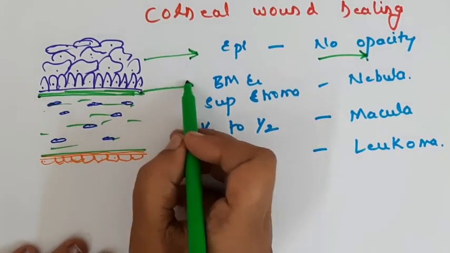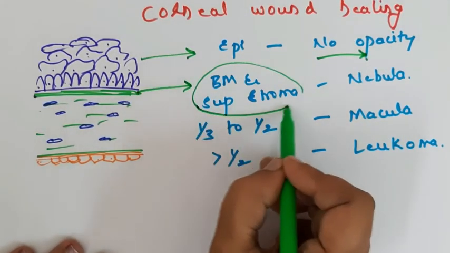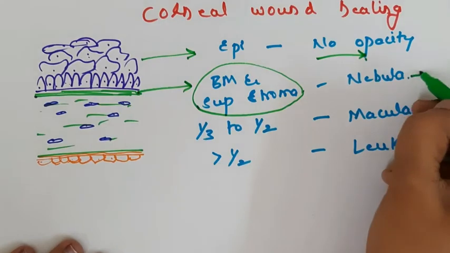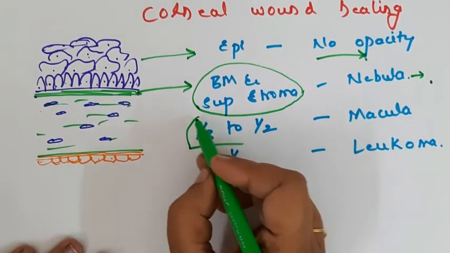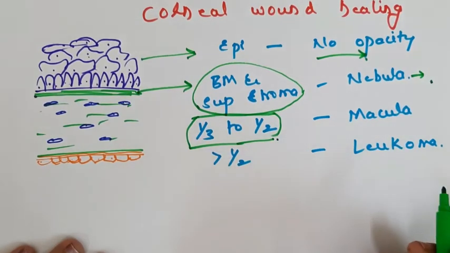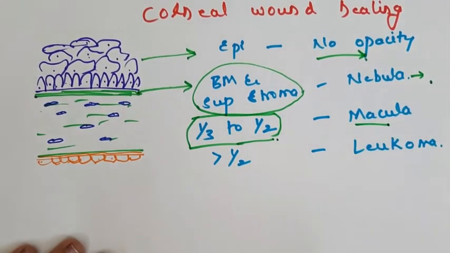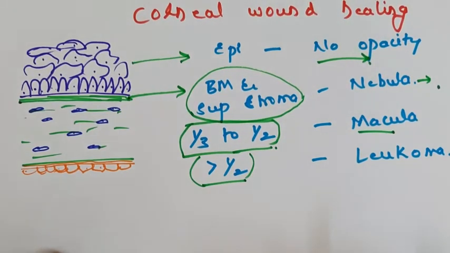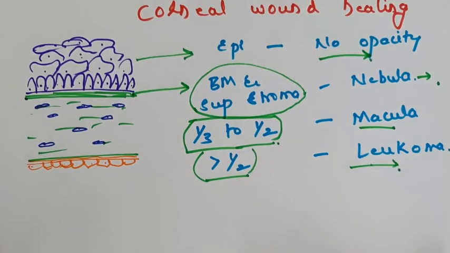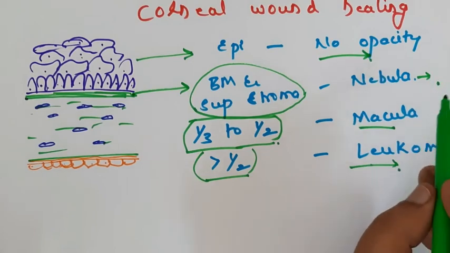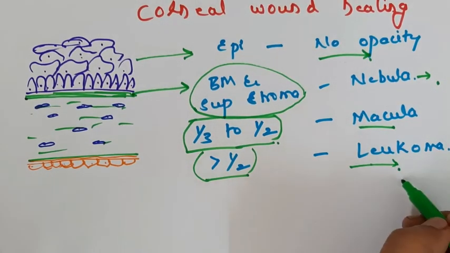If there is injury to the Bowman's membrane and the superficial stroma, it can lead to nebular grade of corneal opacity. If the stromal involvement is from one-third to two-thirds, it will lead to macular grade of corneal opacity. If more than half of the stroma is involved, then it will lead to leukomatous type of corneal opacity. So just remember this about corneal wound healing, which can be asked in your viva or the 3-mark question. In detail, I will be explaining in the chapter of corneal ulcer.